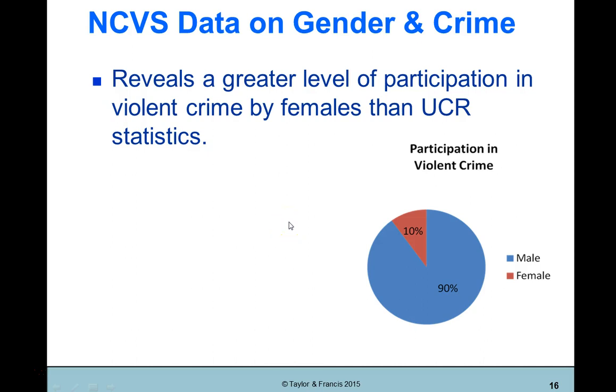The NCVS data reveals a greater level of participation in violent crime by females than the UCR statistics. Now look, these are two different agencies that have collected information. The UCR is Uniform Crime Reports. That's crimes that are reported. The victimization survey is coming from victims, so it might not necessarily be reported crimes, and the number of crimes is always higher in the victimization surveys.